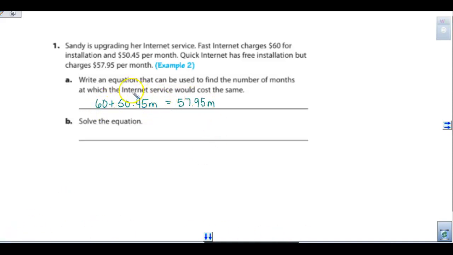So here's the equation. This side here is the fast internet charges, $60 plus $50.45 per month. And then the quick internet is on this side. It is $57.95 per month because there's no installation, so it's a zero. And they want to know when the two are equal. Once we have found this, now I want you to find the solution. So how many months would it be for the internet service to cost the same? Okay, you should have found that it is going to be at 8 months. Both services would cost the same amount.